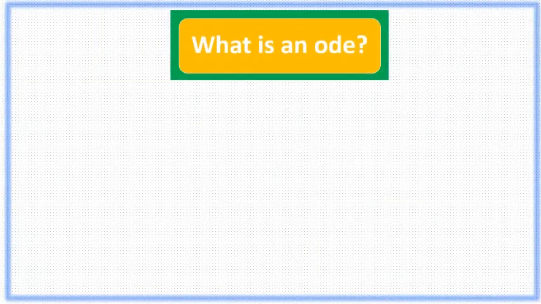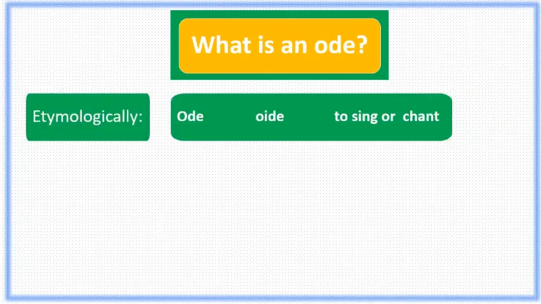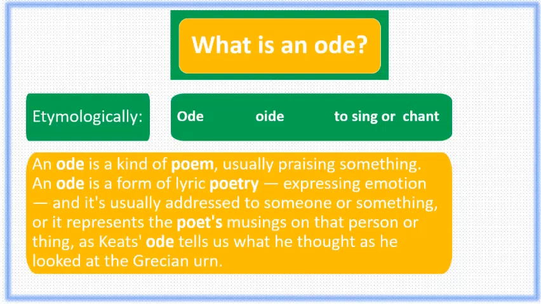Now the question is, what is an ode? Etymologically, the word ode is derived from the Greek word oidi, which means to sing or chant. In poetry, an ode is a poem written in appreciation of somebody or something. The poet meditates on the person or thing and expresses his emotion, praising that person or thing.